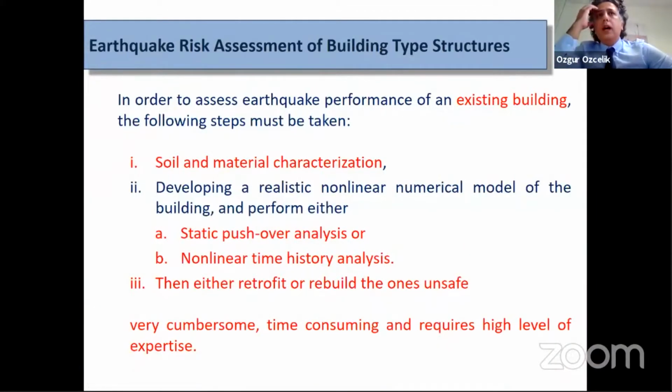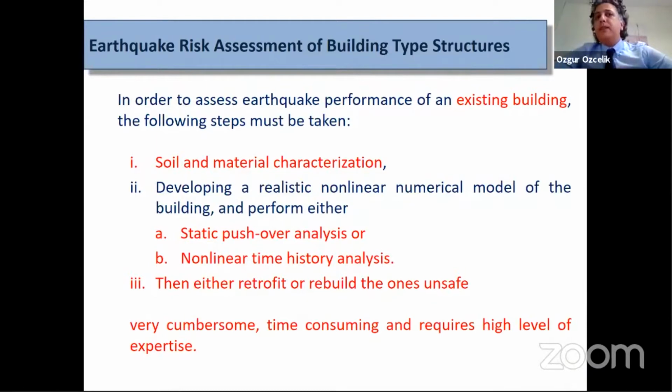So, how do you do the risk assessment of building type structures? In order to assess earthquake performance of existing buildings, the following steps are taken. The first, soil and material characterization; also hazard characterization maybe should be done before. The second, developing a realistic nonlinear numerical model of the building and performing either static pushover analysis or nonlinear time history analysis. Then either retrofit or rebuild the ones which are unsafe.